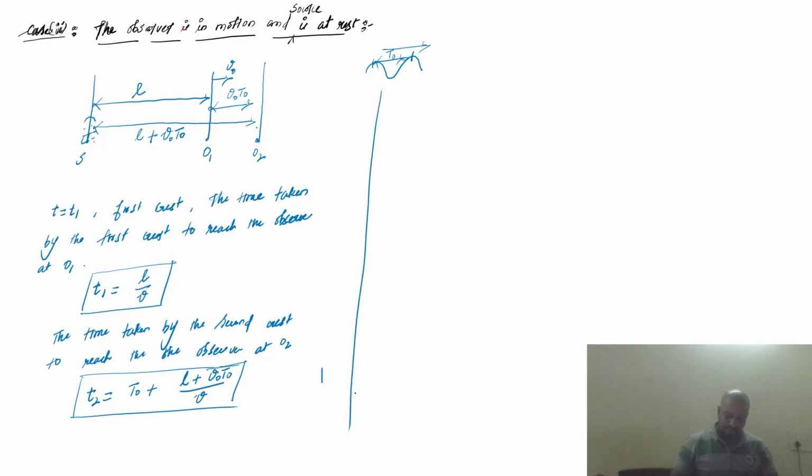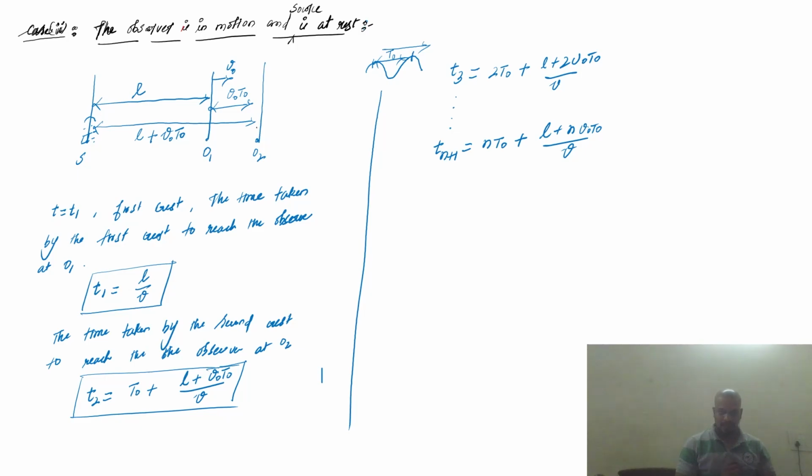Similarly, we can derive the time for the third crest to reach the observer. The time taken by the third crest is equal to 2 t naught plus (L plus 2 v naught t naught) divided by the velocity of the sound wave. So for the nth crest generated, the (n plus 1)th crest to reach the observer will be equal to n times t naught plus (L plus n times v naught t naught) divided by the velocity of the sound wave. Now we can ask one question: what is the period of the wave measured by the observer?